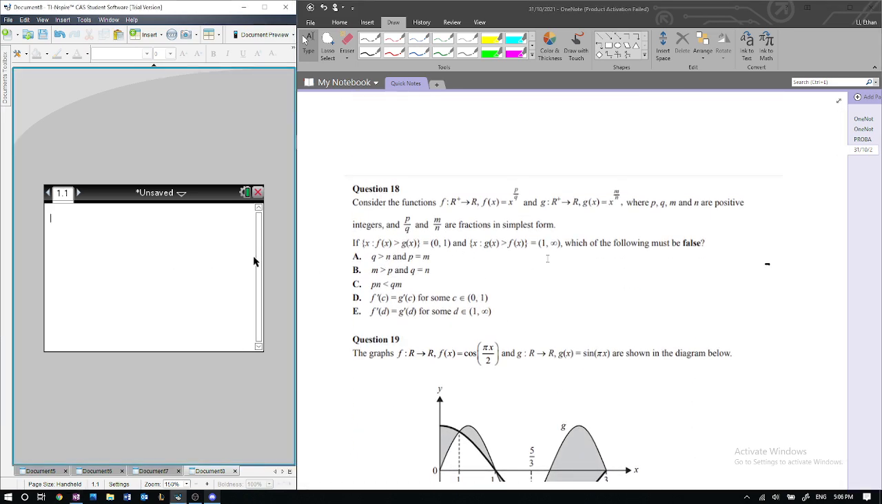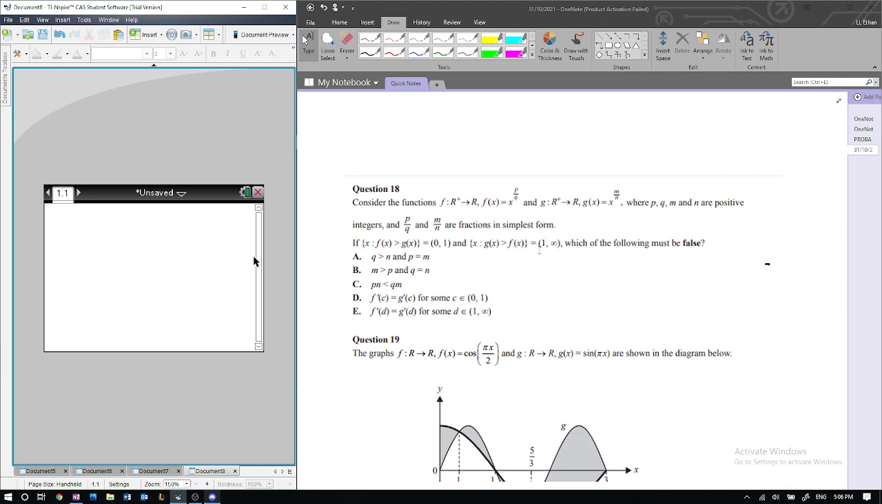So for the first question, just have a read. You have two functions with unknowns, and then it gives you this statement where it's saying which of the following is false: f of x is greater than g of x in the interval 0, 1, and g of x is greater than f of x in the interval 1 to infinity.